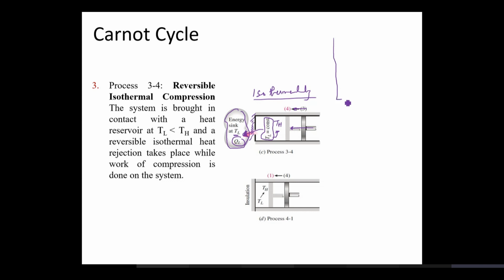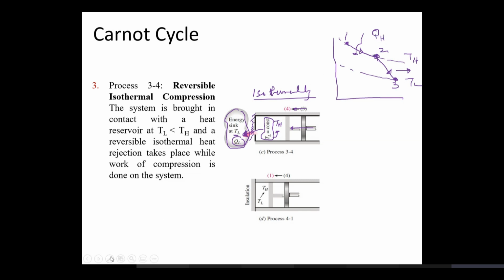So if you see the cycle over here, this was your initial temperature line, high temperature line TH. This is your low temperature line TL. Your system moved from 1 to 2 and from 2 to 3. This is essentially your first half of the cycle. Work output generated and heat QH being supplied to the system. This is the first half of the cycle.